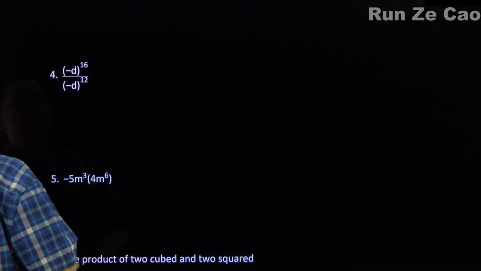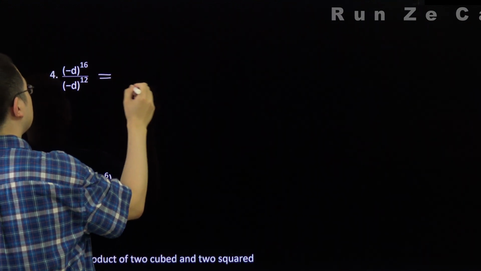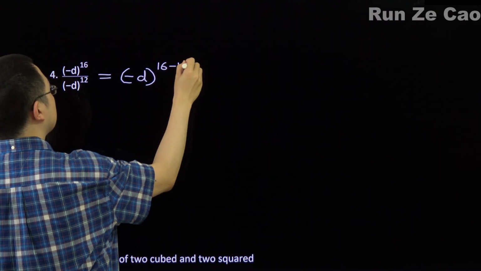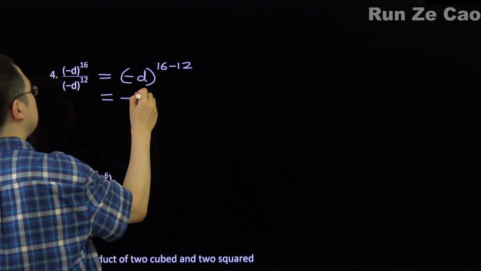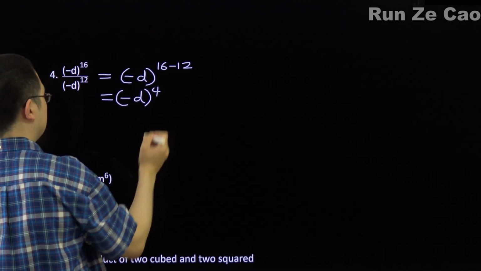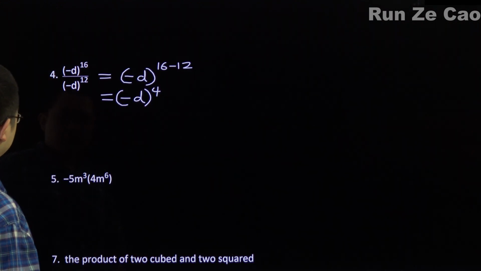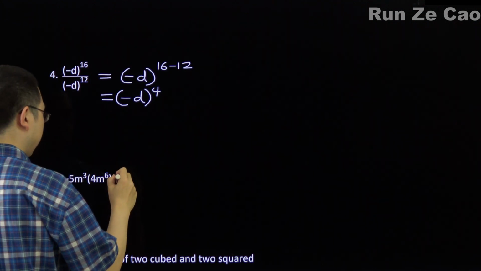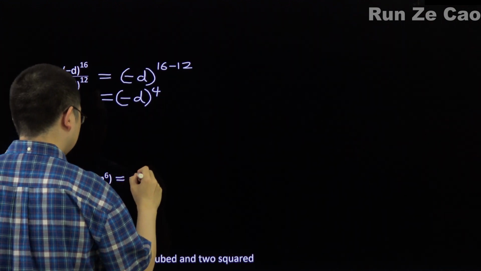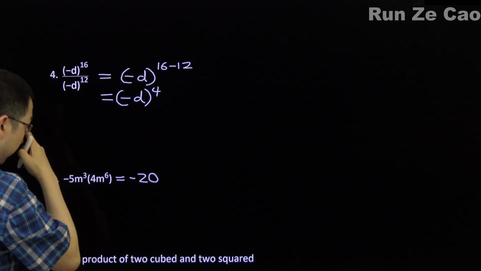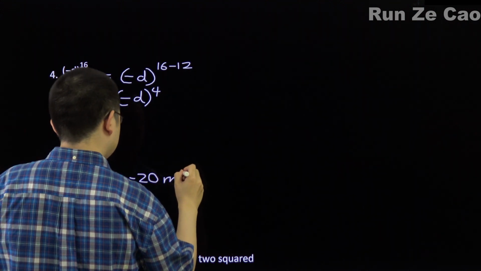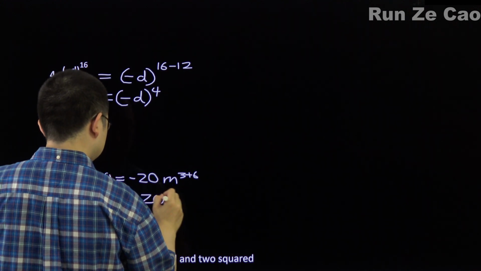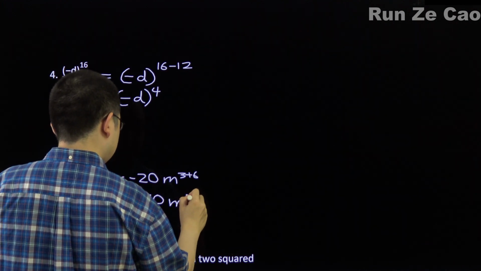Negative d to the 16th over negative d to the 12th. Well, the base is negative d, the exponent is 16 minus 12. So negative d to the power of 4. Negative 5m to the 3rd times 4m to the 6th. Well, the coefficients are multiplied together, so negative 20, and m to the 3 plus 6. So negative 20m to the 9th.